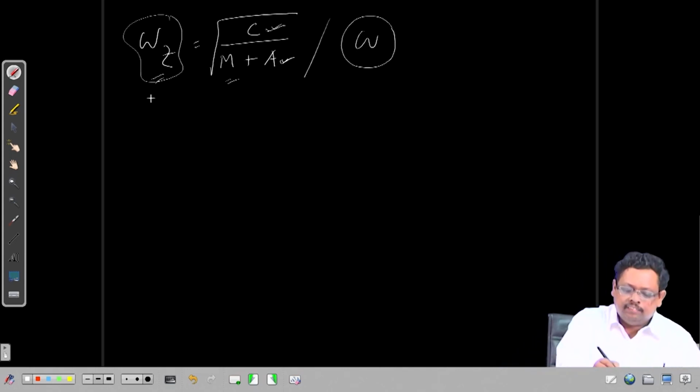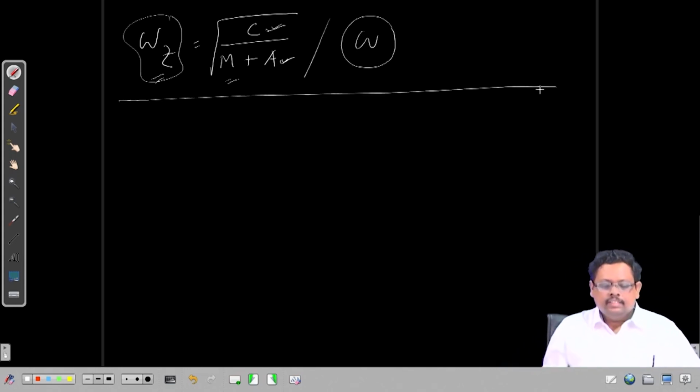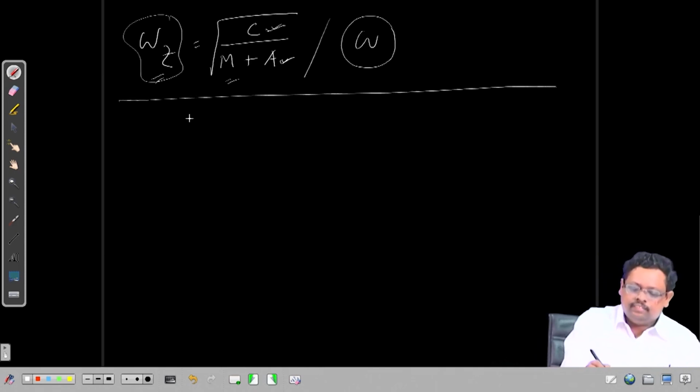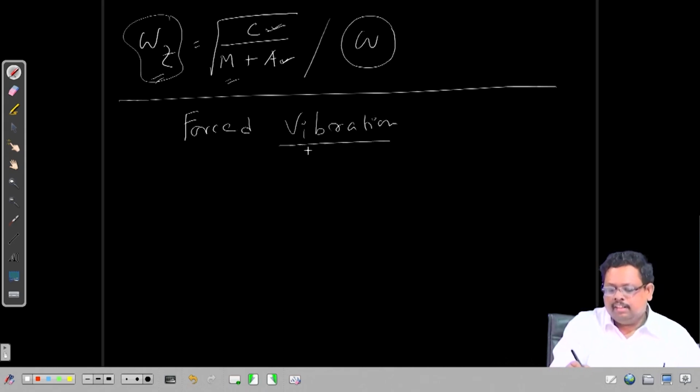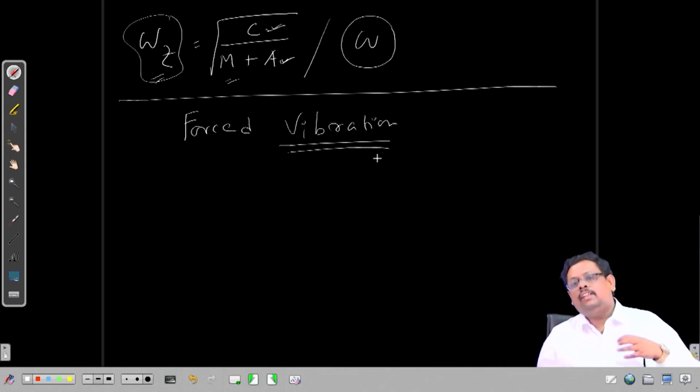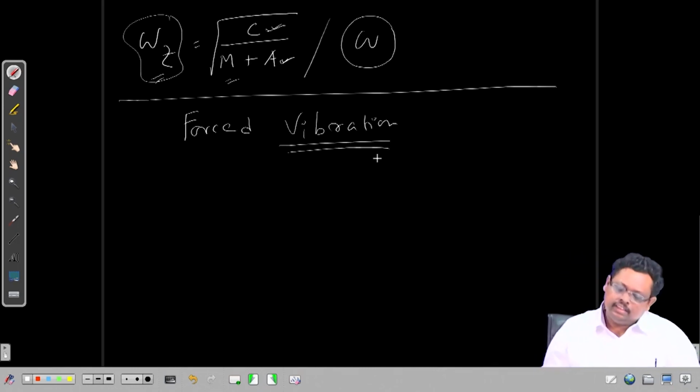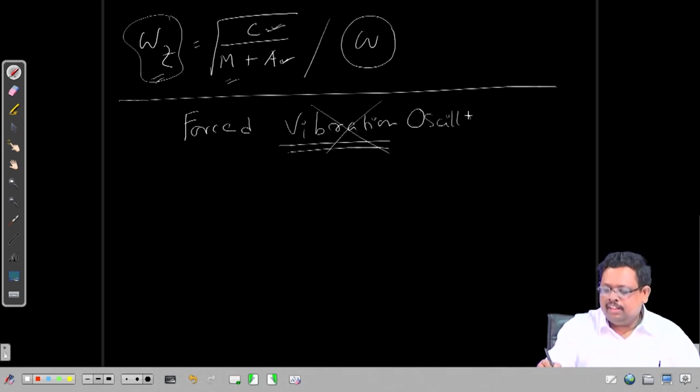Now, this is something about the free vibration. So, now let us do the forced vibration problem. When people use the term vibration, they always assume it is a high frequency phenomenon. So, people do not use it here, and they use oscillation instead, right, oscillation. However, you can use anything that you like.